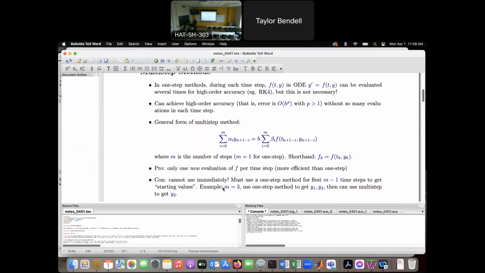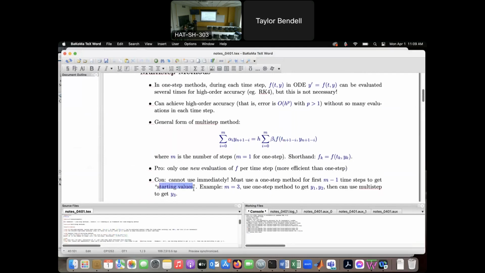But here's the drawback. You can't use them immediately. When you're at time 0, your initial time, you need values further back in time, and you don't have them because you can't do anything with a solution at an earlier time. So what you need are called starting values.